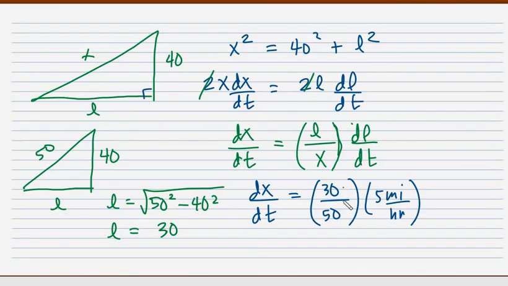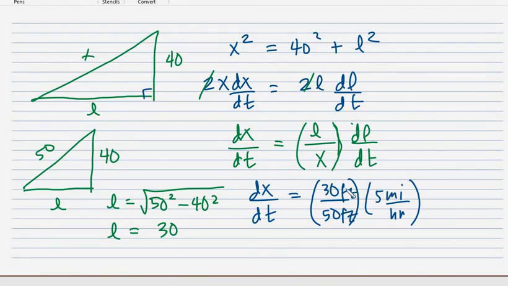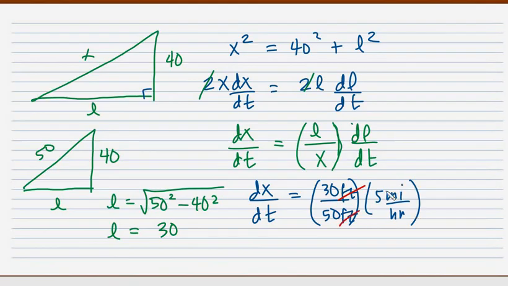Okay, so this is feet, this is feet. Both of them will cancel out, and our unit will be in miles per hour. So 50 divided by 5 is of course 10, and 10 divided by 30... so the derivative of x with respect to t is equal to 3 miles per hour.